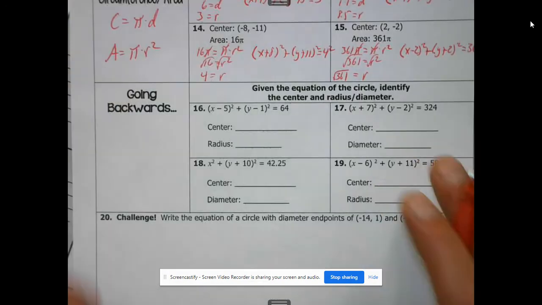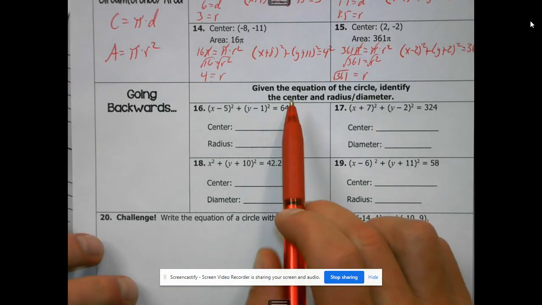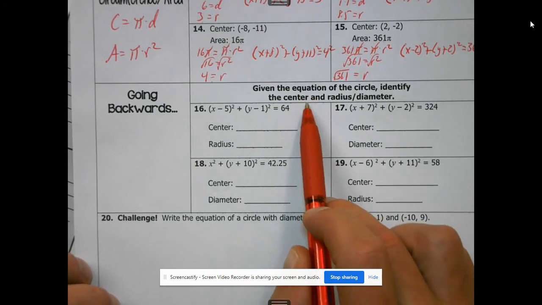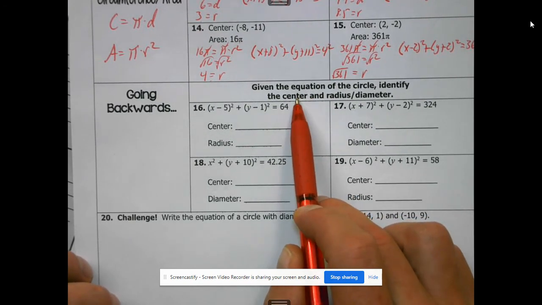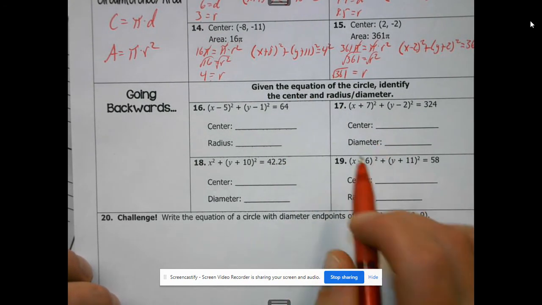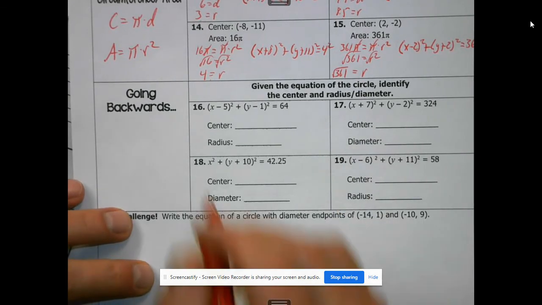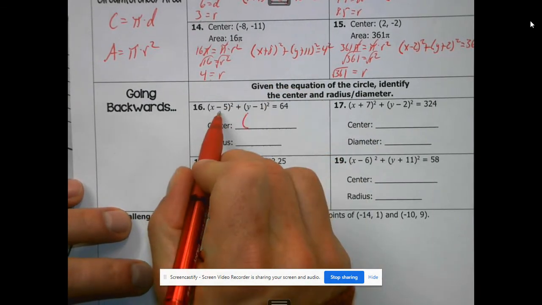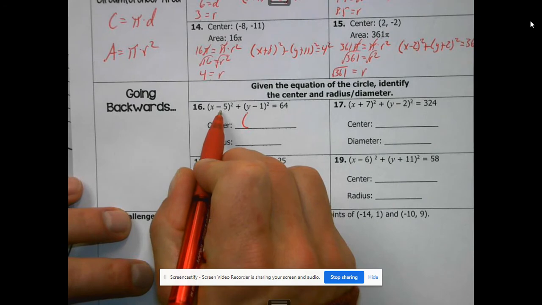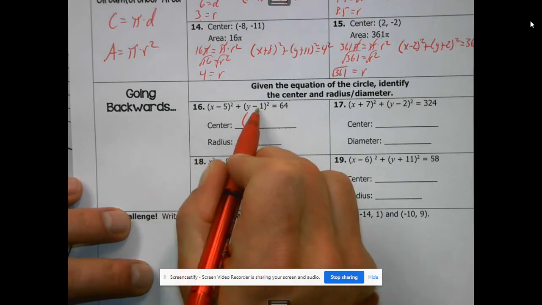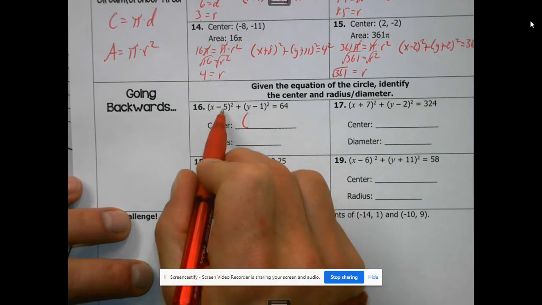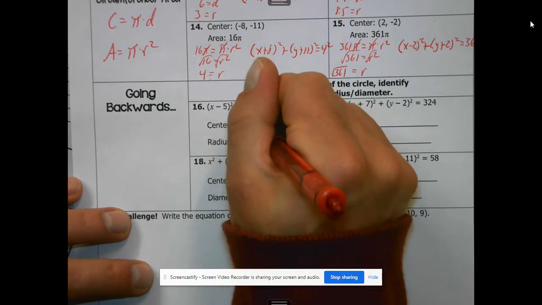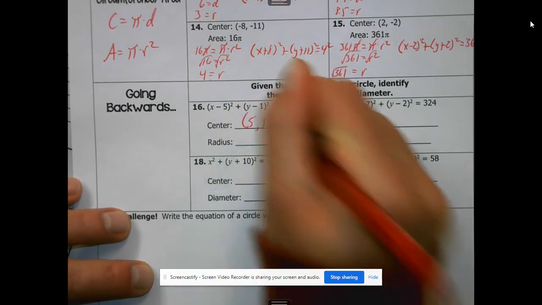All right, so going backwards, you're given the equation of the circle. You've got to pull out the center and then the radius or diameter, whatever it asks for, right? All right, we got this. Center, take the opposites, right? It was not -5, -1, right? When I plugged these in, they were positives. So your center is at 5, 1.